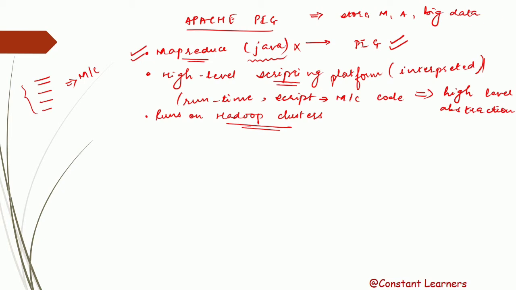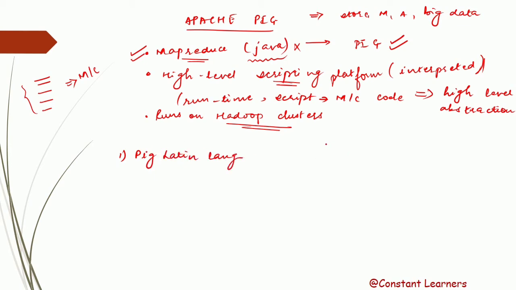Now in Apache Pig there are two components. One is the language. The name of the language is the Pig Latin language.